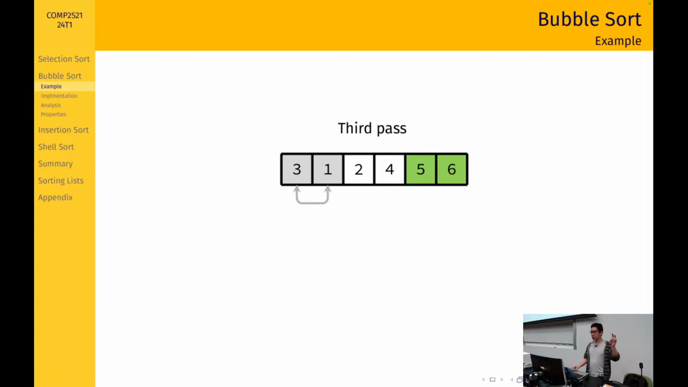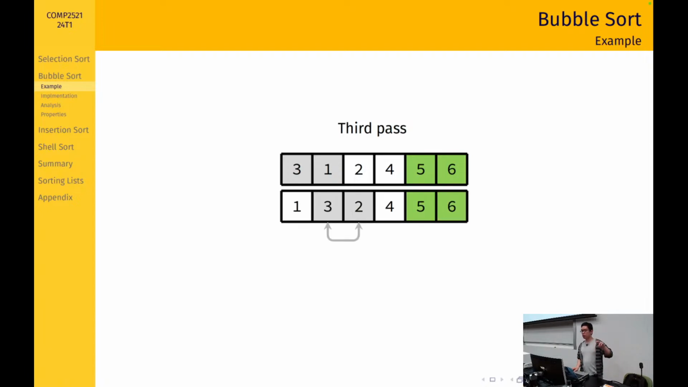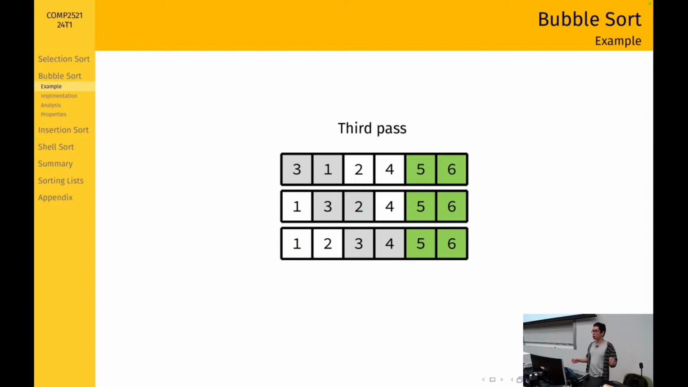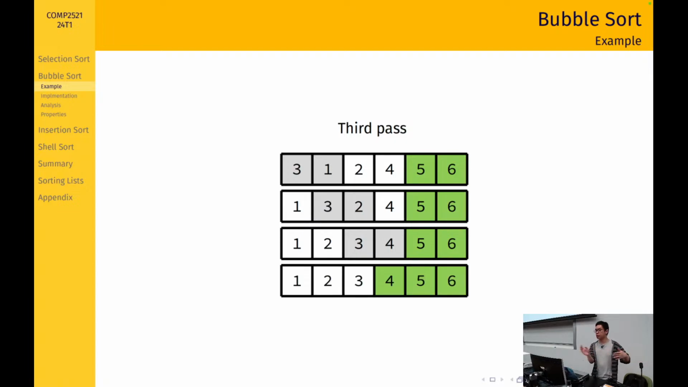So third pass, we compare 3 and 1. Those are out of order, so we swap them. We compare 3 and 2. Those are out of order, so we swap them. Then we compare 3 and 4, and we don't swap them. Right, and the result now is that the third largest item is guaranteed to be at the end in the right place. Right, and the process continues until either we've performed n-1 passes, or until there is a pass where we don't make any swaps.